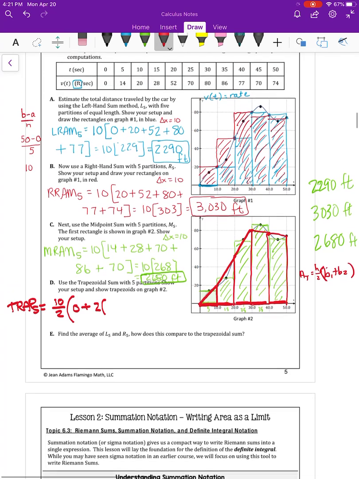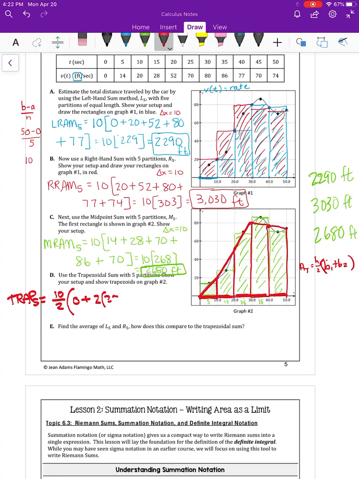Now, I'd like to tell you that you're going to use your base 1 one time, and your base 1 on this one is 0. But you're going to use your base 2 twice, because it's going to be the base 2 for the first one. It's going to be the base 1 for the second one. So your value at 10, which was 20, is going to be used twice. Also, the one at 20 is going to be used twice. It's going to be the base 2 of the second trapezoid, and it's going to be base 1 of the third trapezoid. So we're just going to say twice 52.